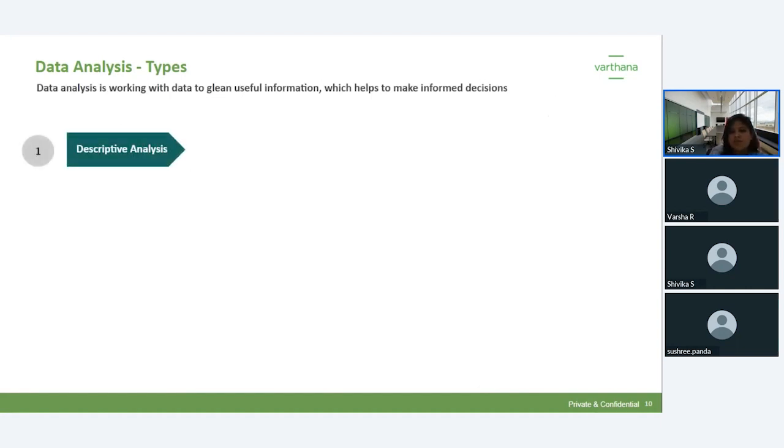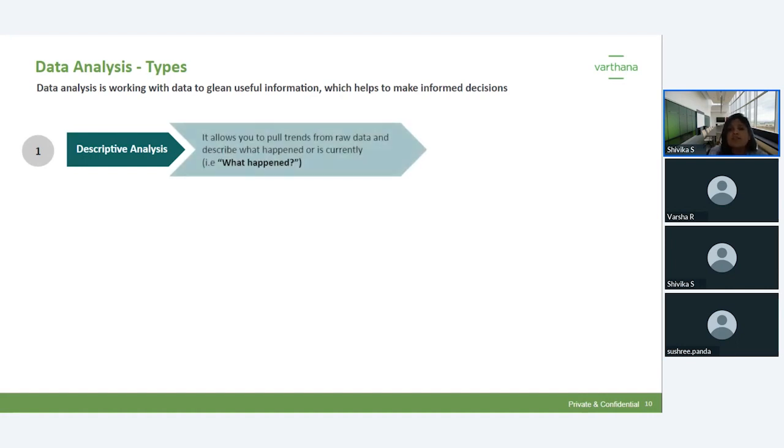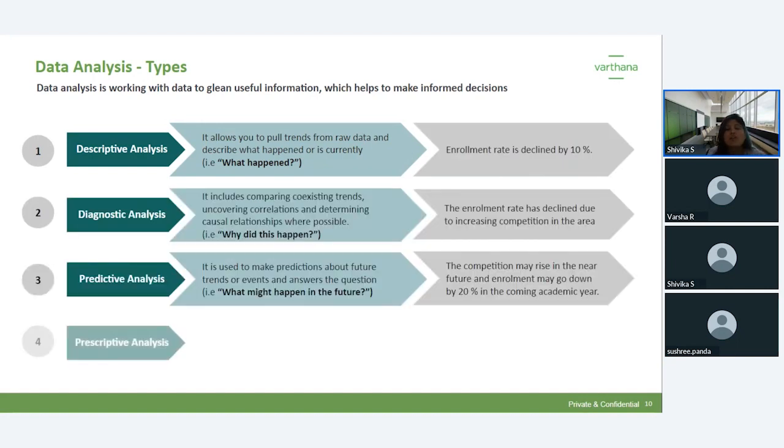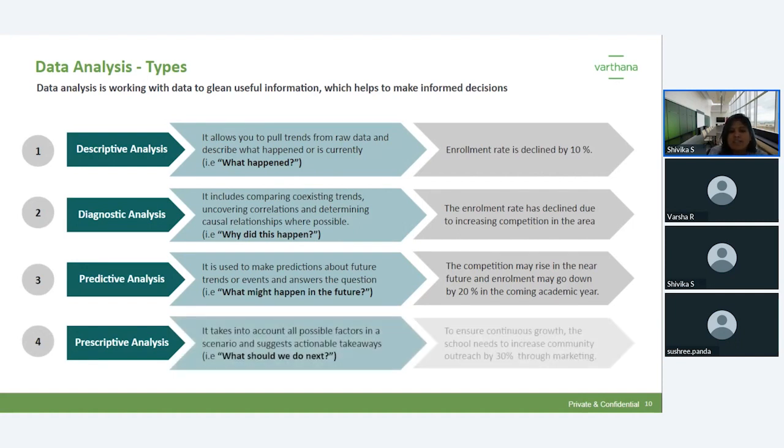So there are four major types of data analysis. Data analysis is basically extracting useful insight from the data, organizing data in a way where you are able to extract the useful insight and implement suggestions and strategy accordingly. So there are four types of data analysis. One is descriptive, another is diagnostic, then we have predictive analysis and prescriptive analysis. So I'll start with the descriptive analysis.